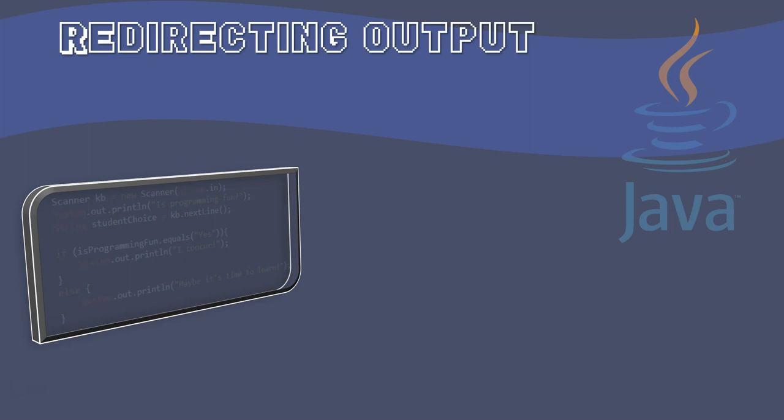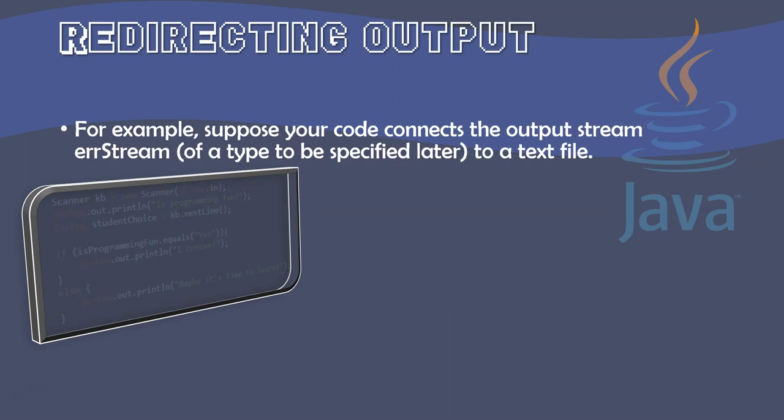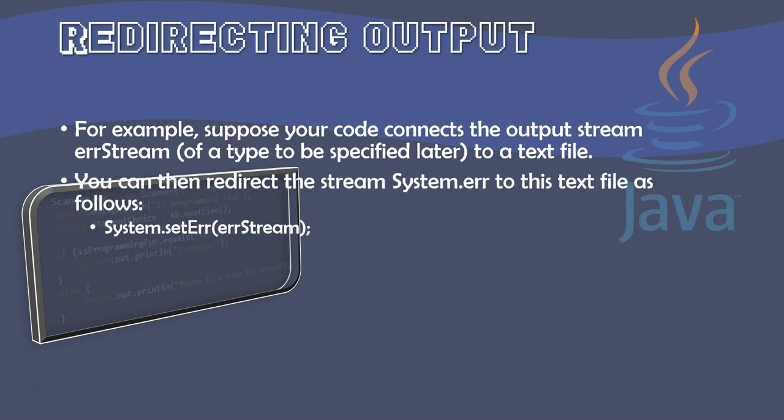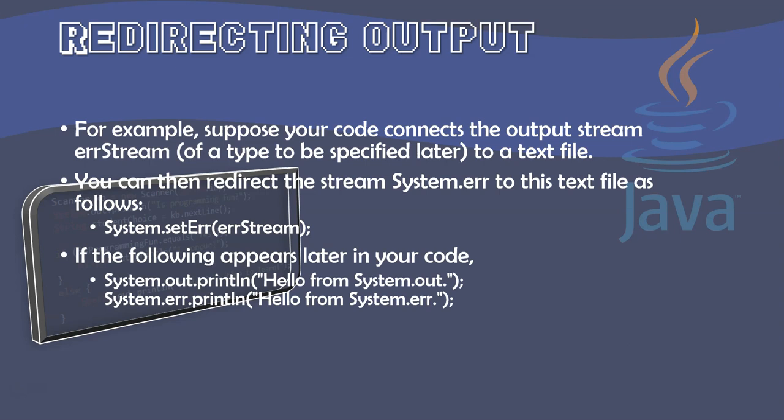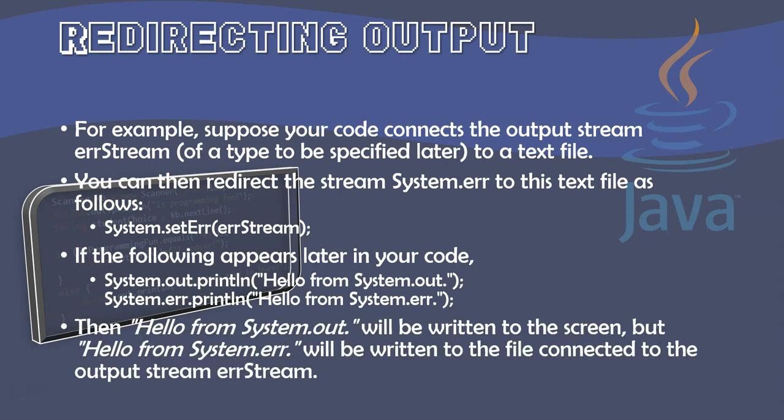Now, when we look at redirecting output, let's say we want our code to connect to the output stream errStream, or some other type that's specified later, to a text file. You can then redirect the stream System.err to this text file as follows: System.setErr(errStream). If the following appears later in your code, System.out.println("hello from System.out"), System.err.println("hello from System.err"), then "hello from System.out" will be written to the screen, but "hello from System.err" will be written to the file that's connected to that output stream, errStream.